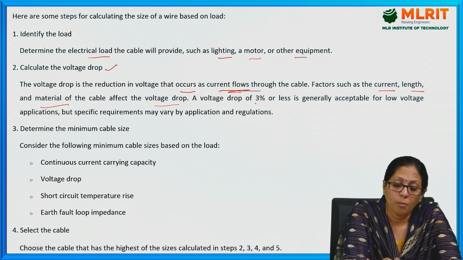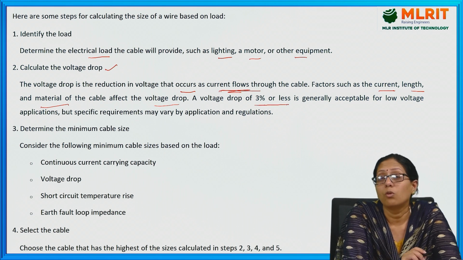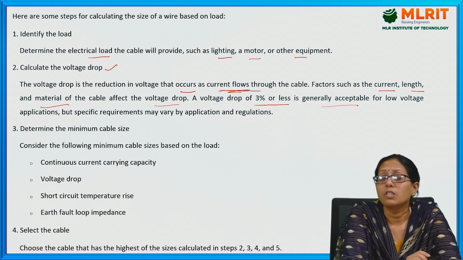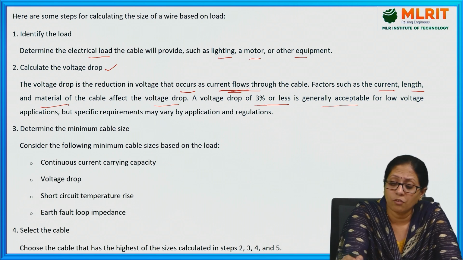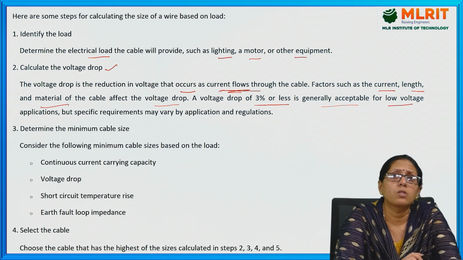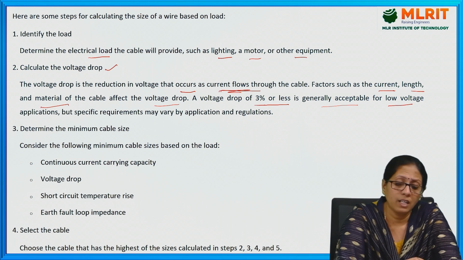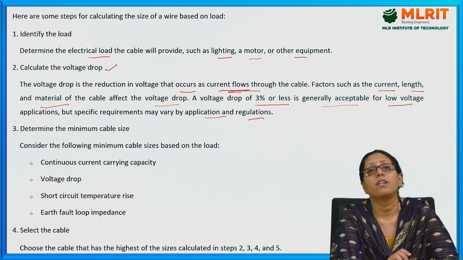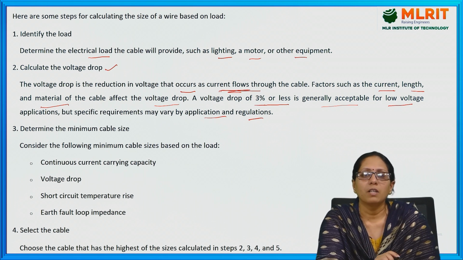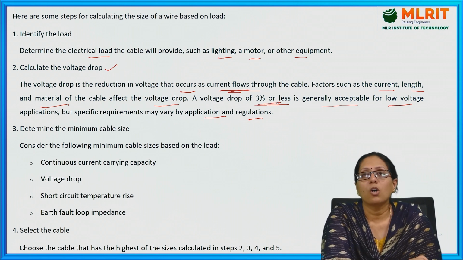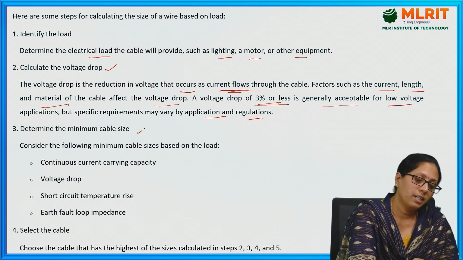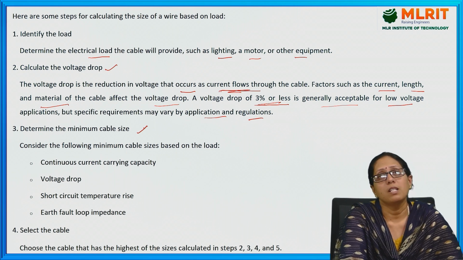A voltage drop of 3% or less is generally acceptable for low voltages, but specific requirements may vary based on the application and regulations. For the standard case, 3% or less is generally accepted. The third point is determination of minimum cable size.